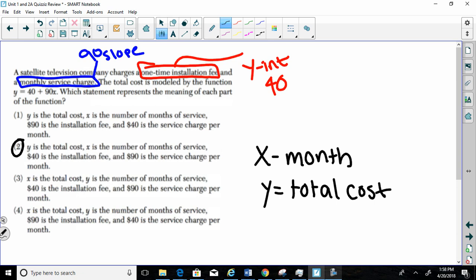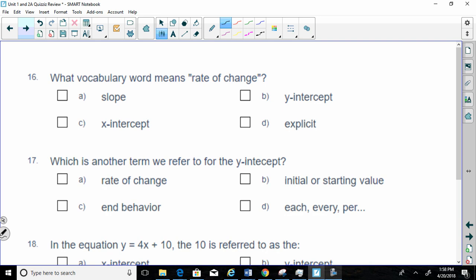So even though the 90x is not in front, as long as it has an x, it's still considered your slope. Does that make sense? Yeah. Cool.